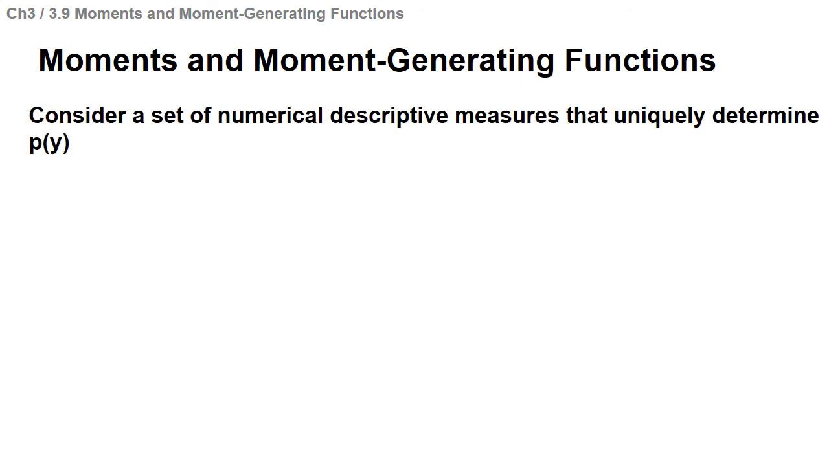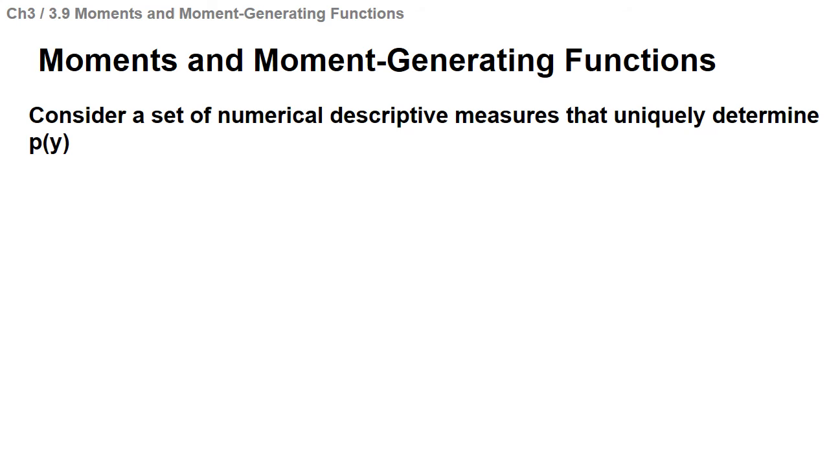From chapter 3.9, I'm going to describe moment and moment generating functions. From here, it considers a set of numerical descriptive measures that uniquely determine p(y). And actually, this is very important. The moment generating function uniquely determines their distribution. So there's a one-to-one correspondence between the distribution and their moment generating function. You will learn the usefulness of this from the example.